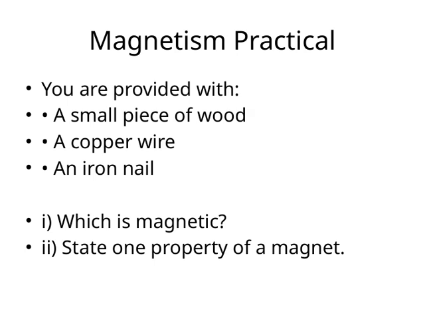Connecting this to our overall theme, understanding what makes an object magnetic helps us explore how magnetism works in everyday life and in various practical applications. So remember, the most important concept here is that magnetic materials are attracted to magnets due to their magnetic properties, which we'll see in action in this experiment.